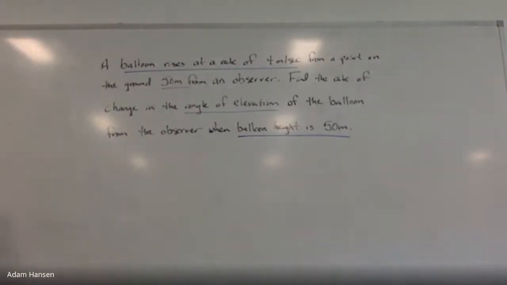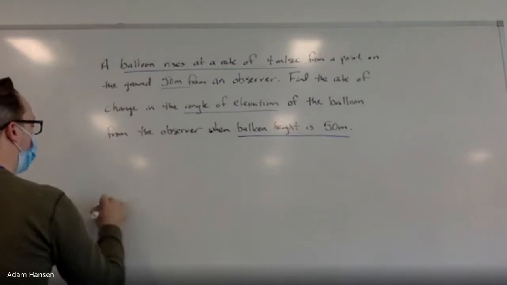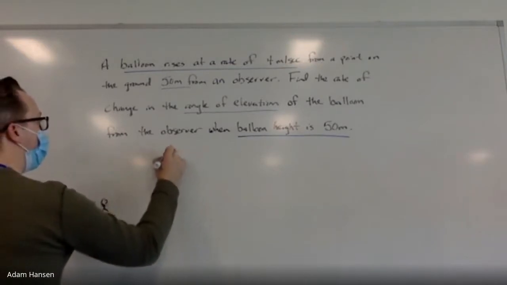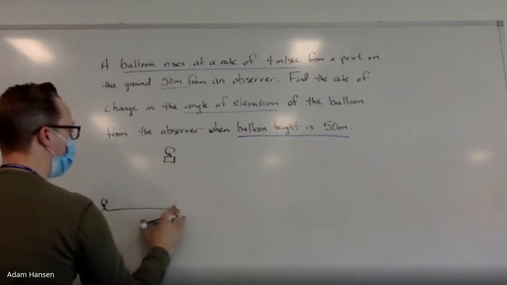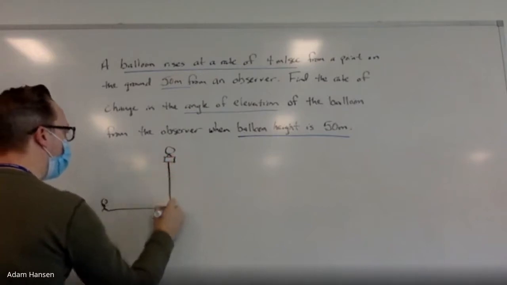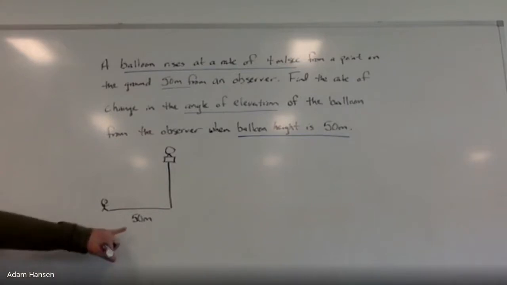So a picture's worth 1,000 words. Let's see if we can draw a picture. Here's my observer. Here's the balloon. Between the two, on the ground, is 50 meters. Does that distance change? As the balloon is going up and down, does the distance on the ground between the observer and the balloon change at all? No, so we're going to leave it the way it is. Leave that as 50.